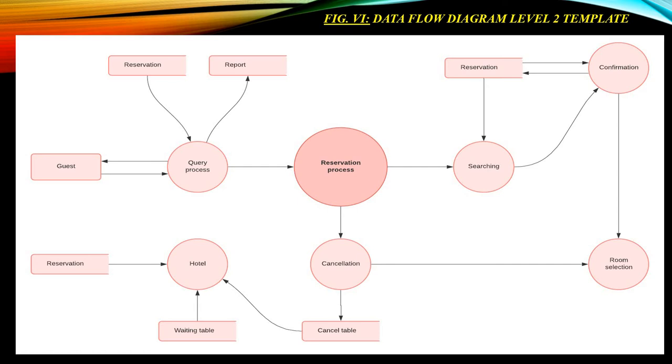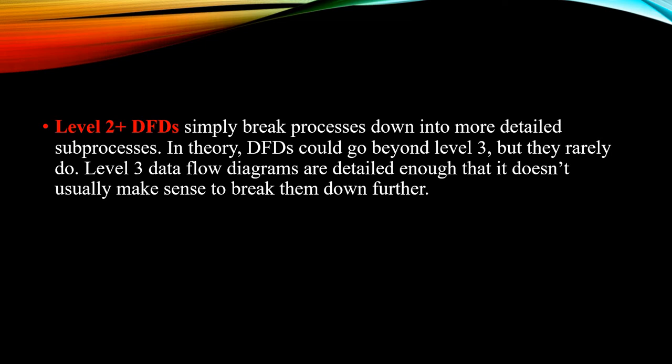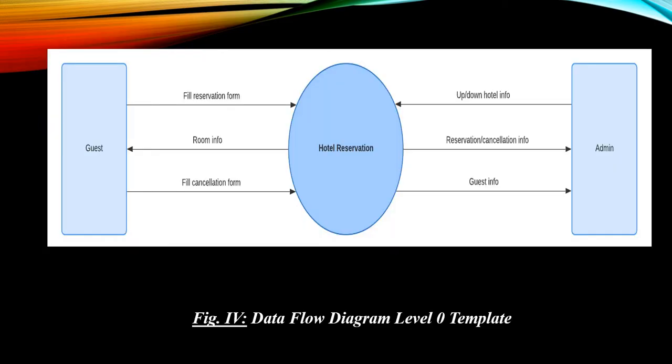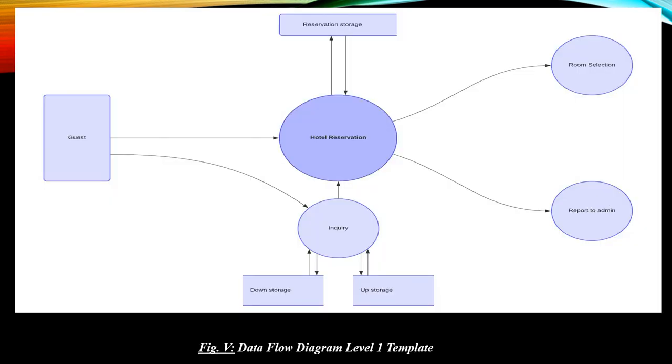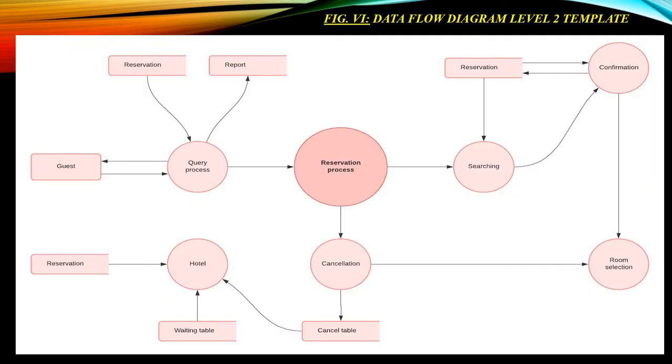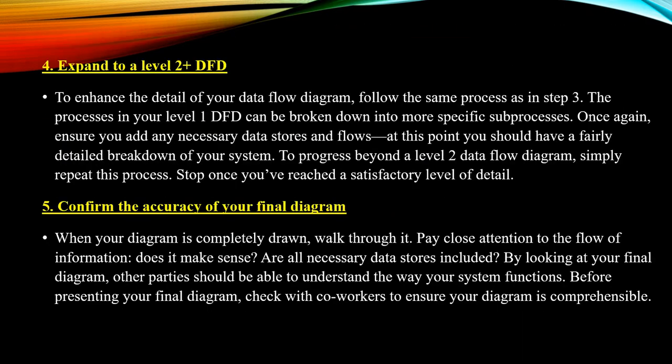Alright, you can see this template again. This is the level 2 template. This is level 1 and this is level 0. You can compare each one of these in order to understand how the simple context diagram of the level 0 DFD is being transformed into level 1 and then so on to level 2 or level 2 plus. To progress beyond a level 2 data flow diagram, simply repeat this process. Stop once you've reached a satisfactory level of detail.